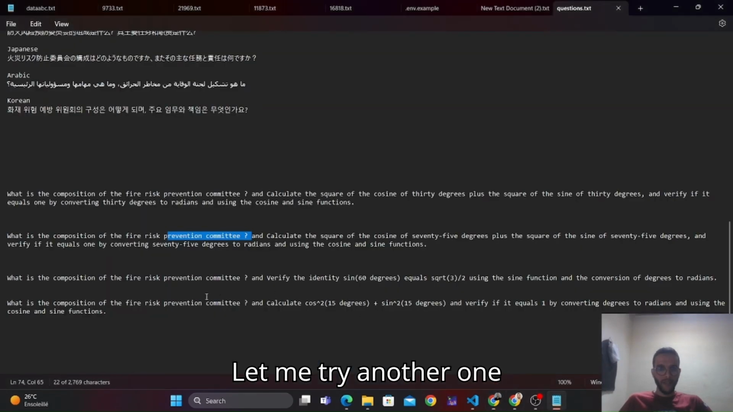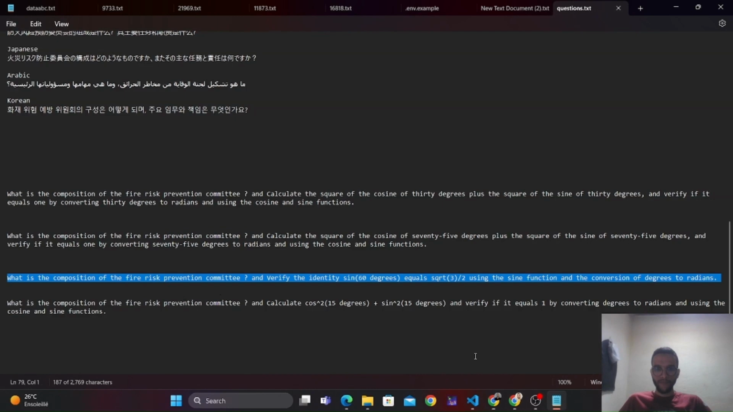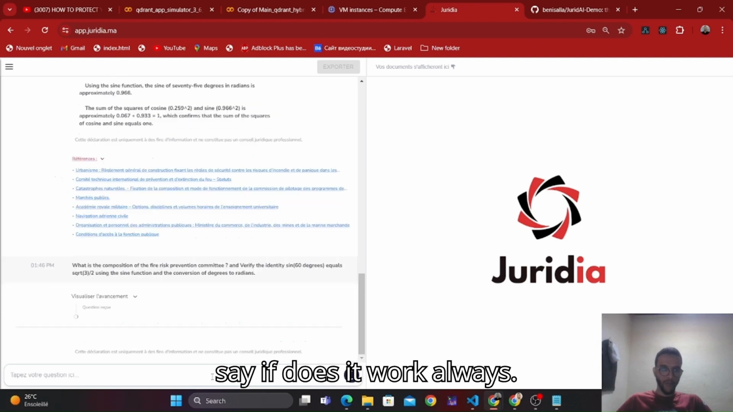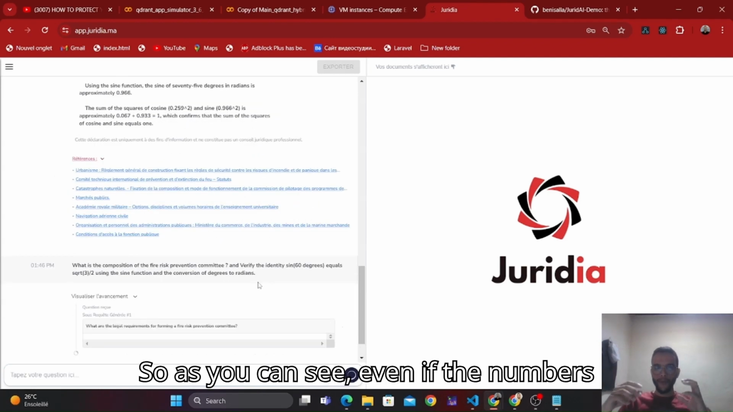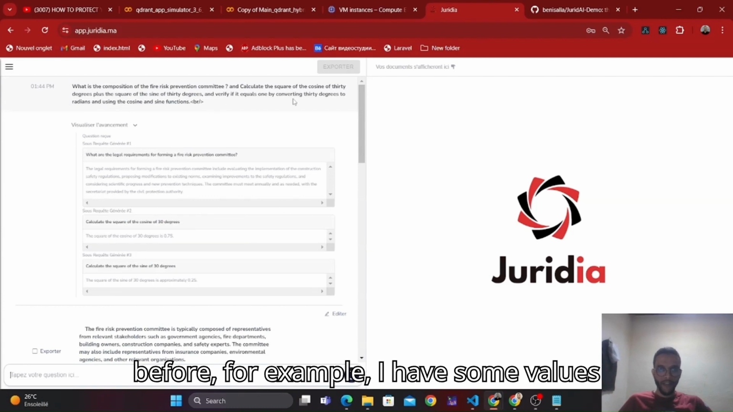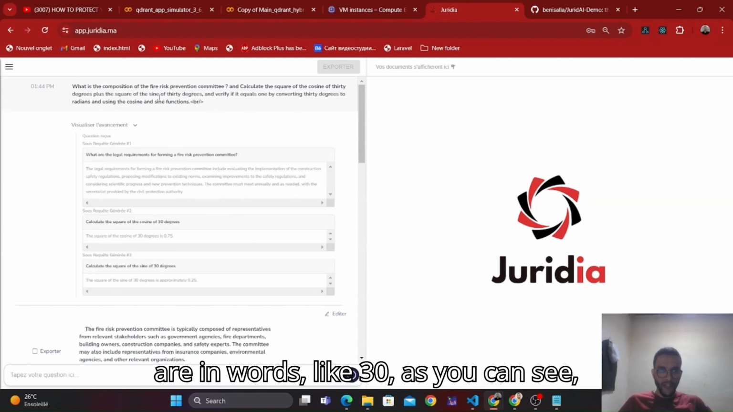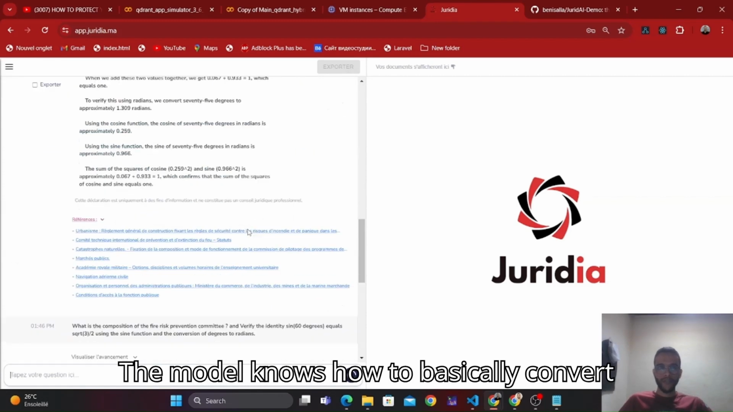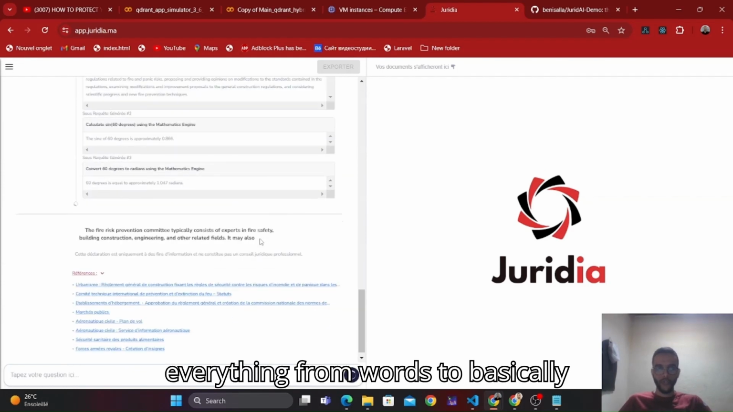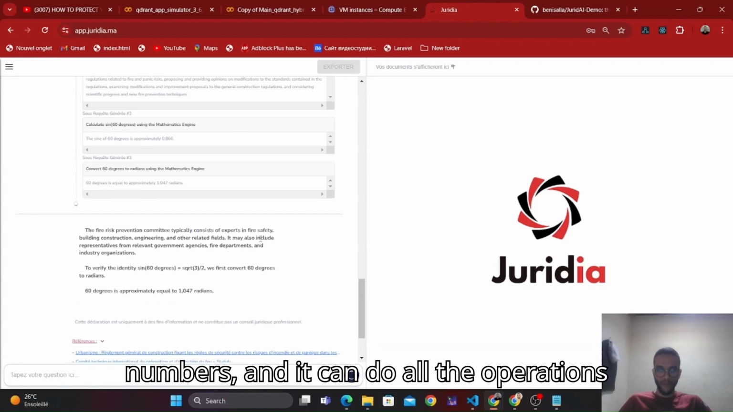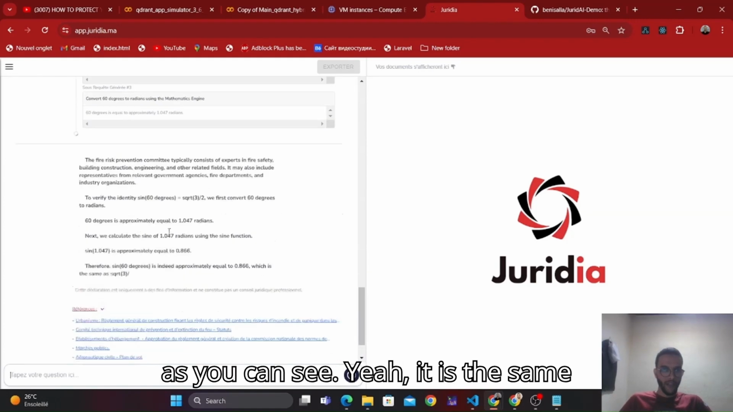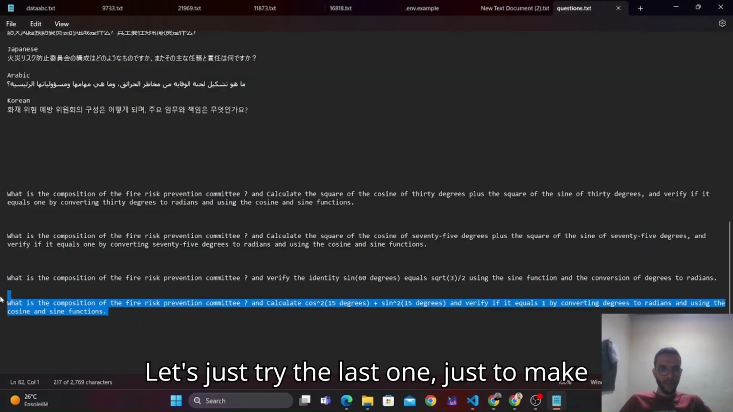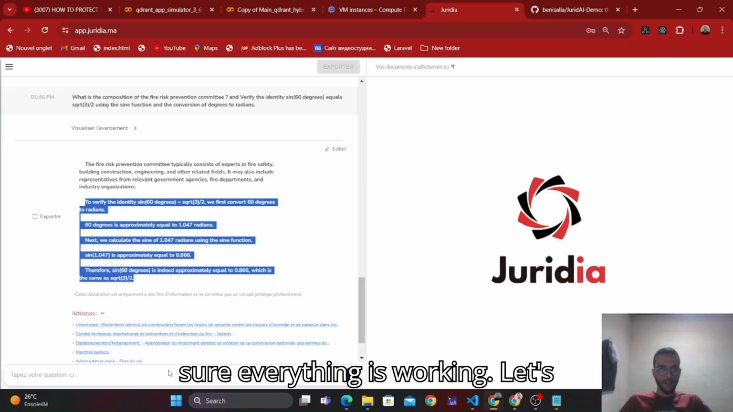Let me try another one just to stress our chatbot, to see if it always works. As you can see, even if the numbers are not specified as digits, for example some values are in words, like cosine of thirty, the model knows how to convert everything from words to numbers, and it can do all the operations. It is the same thing here. Good. Let's try the last one, just to make sure everything is working.